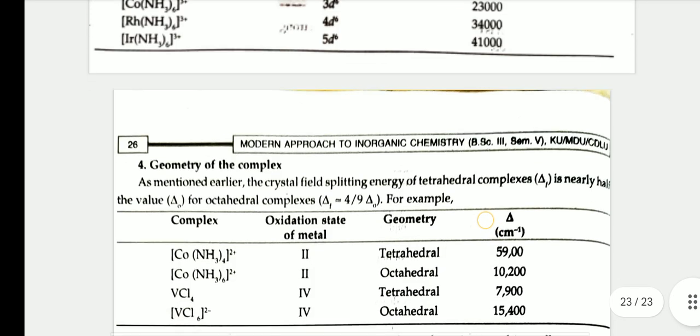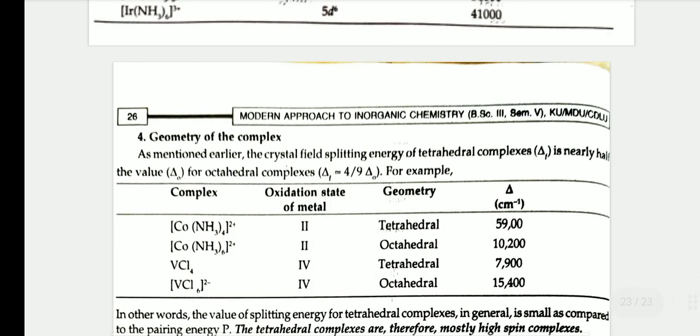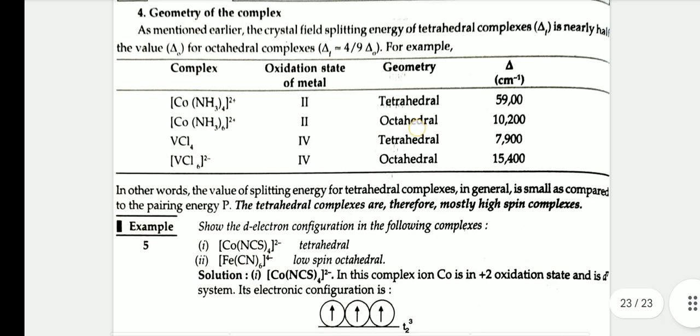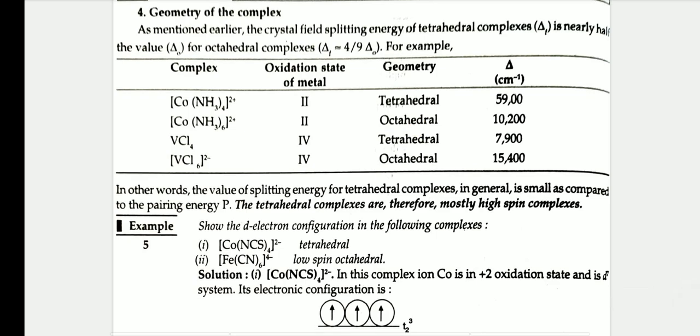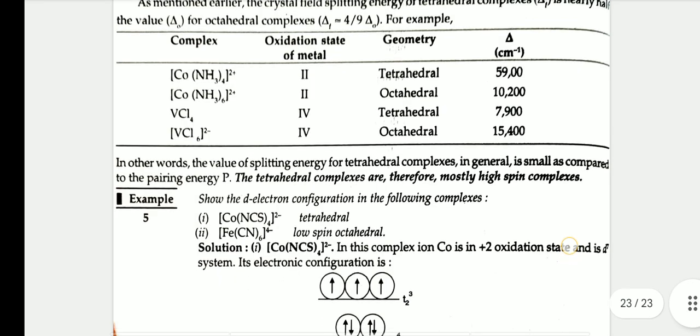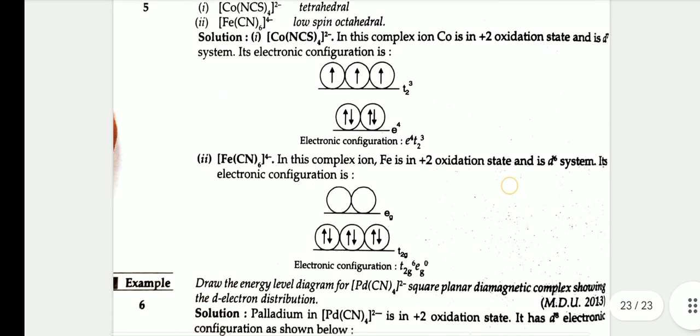Geometry of complex. As mentioned earlier, the crystal field splitting energy of a tetrahedral complex is nearly half the value for octahedral complexes. In other words, the value of splitting energy for a tetrahedral complex in general is small as compared to the pairing energy P. The tetrahedral complexes are therefore mostly high spin complexes.